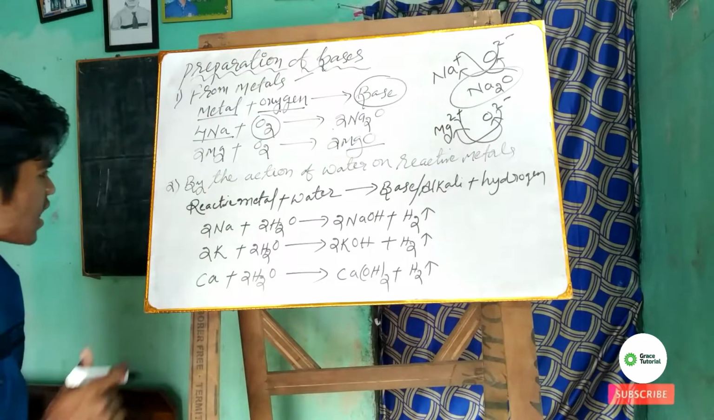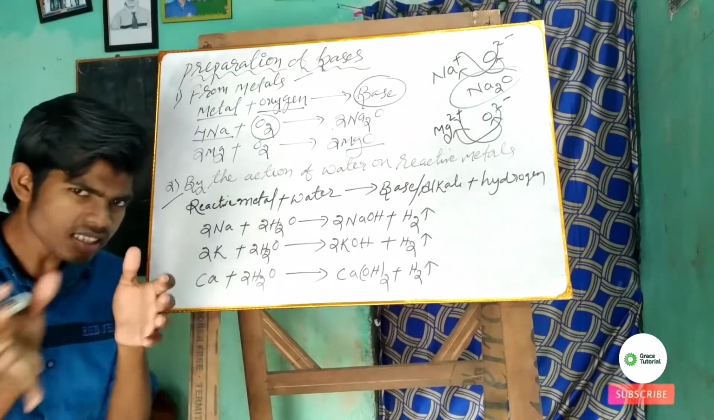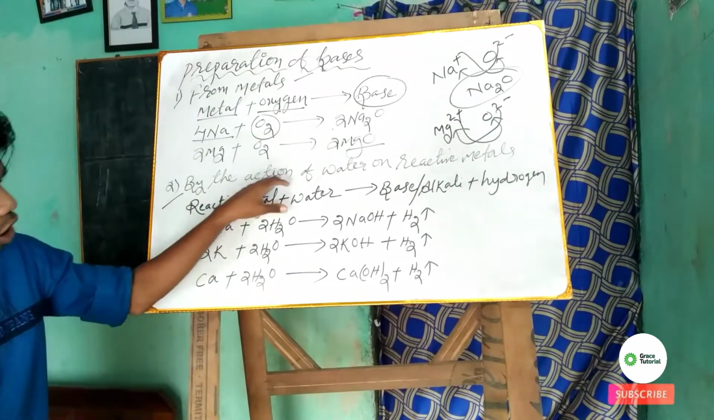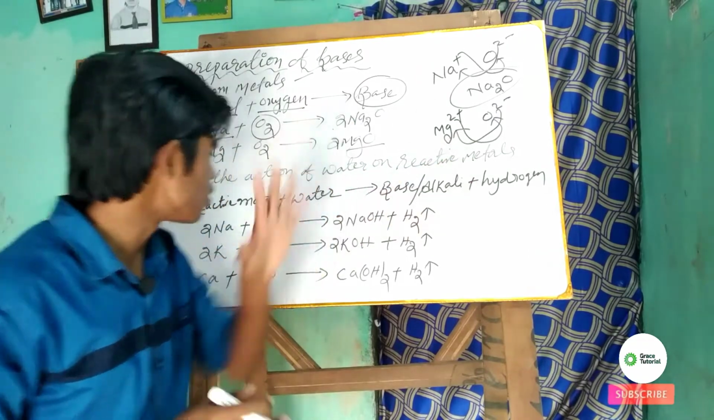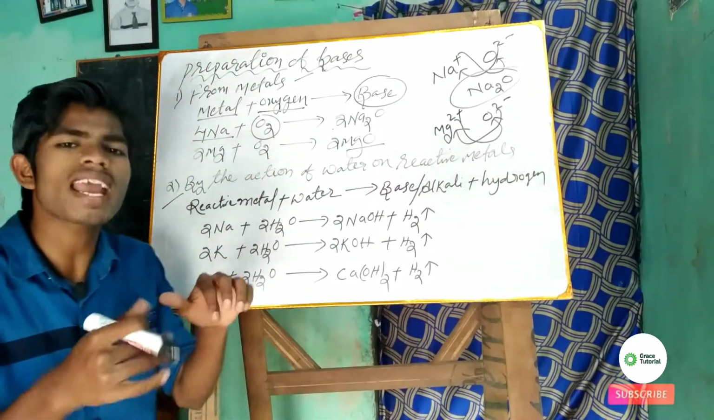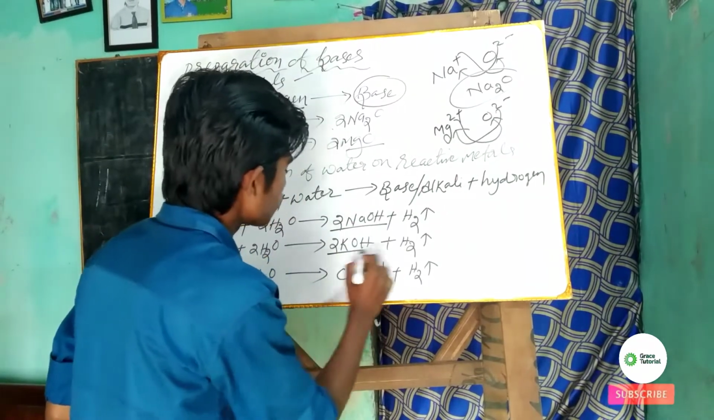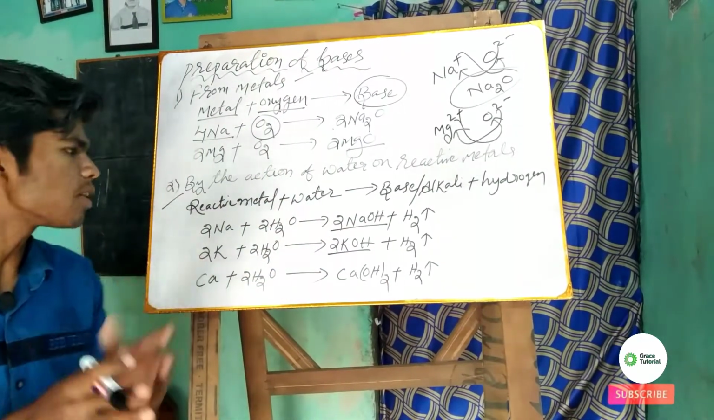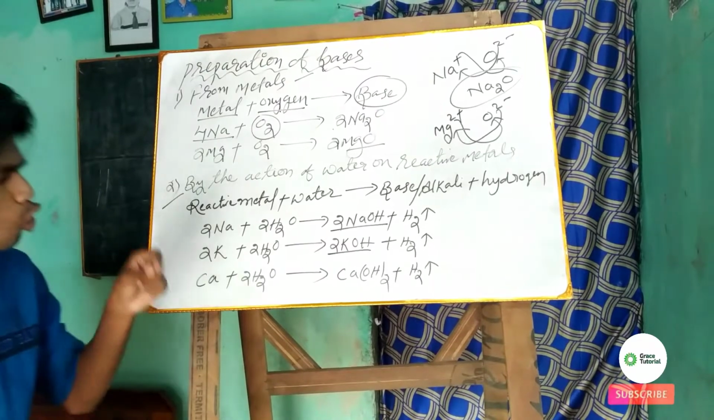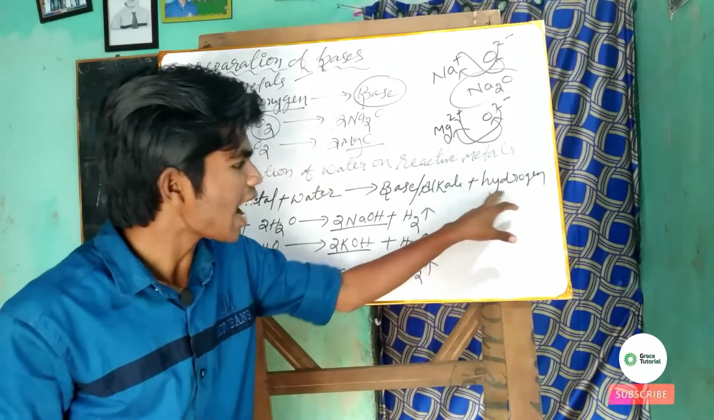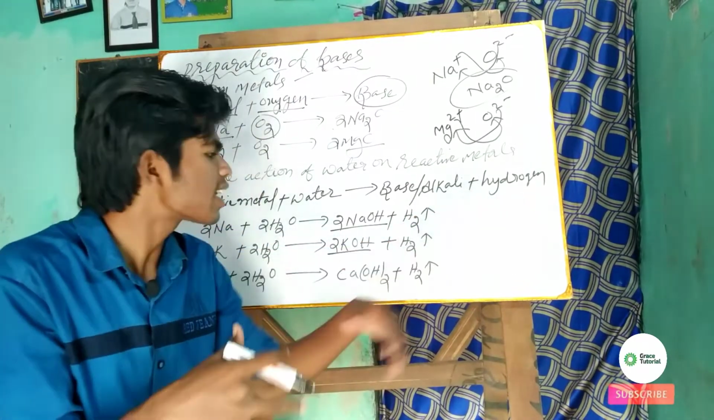Now we'll move on to the second method. So what does the second method say? By the action of water on the reactive metals. That means whenever the metals react with water, then what happens? Then a base is obtained. Let us look at some examples so that you get it very easily. Not only the base, but also the hydrogen gas is evolved or liberated.